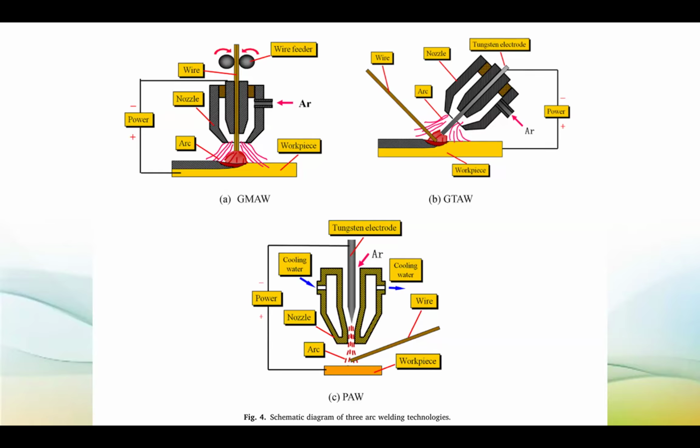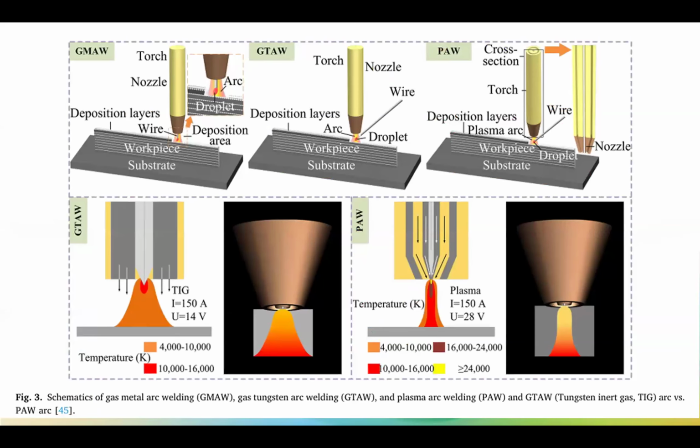Any of these arrangements can be used for creating a WAM setup. Each one has its own speciality. See, if it is a TIG-based system, the temperature range will be around 4,000 to 10,000 Kelvin. If it is a plasma-based system, the temperature will go up to 24,000. So each source has its own advantage and disadvantage.